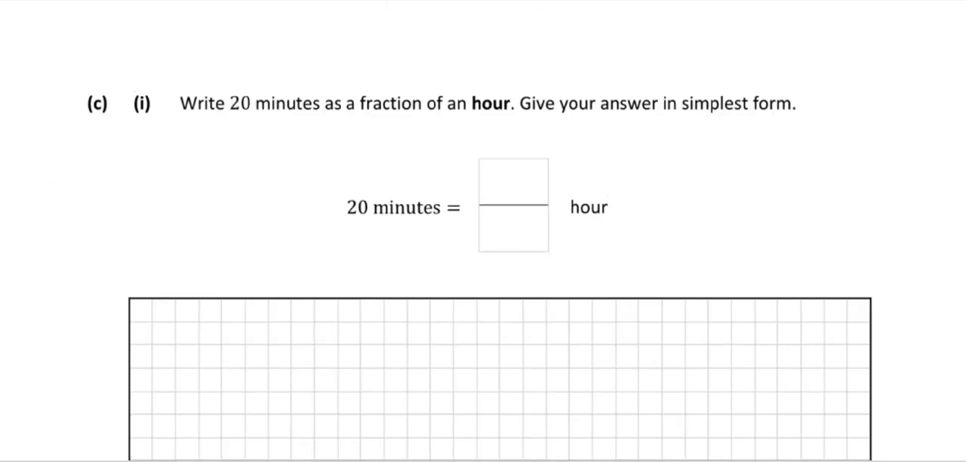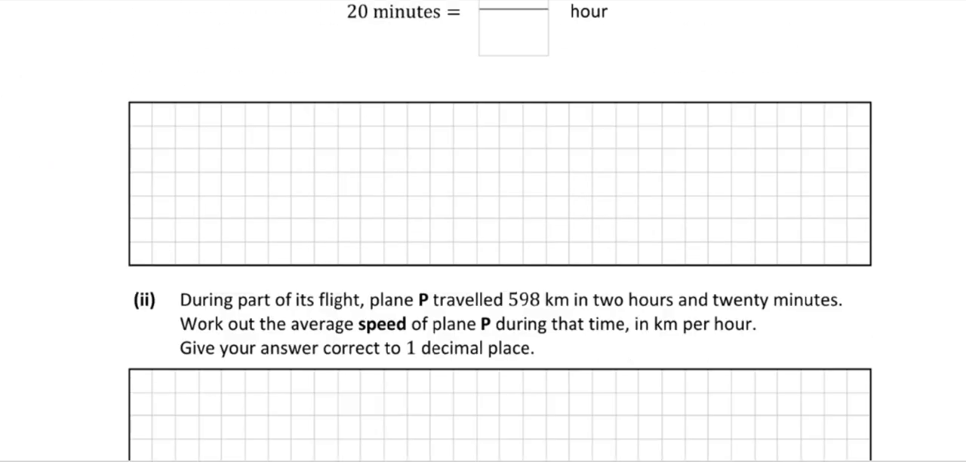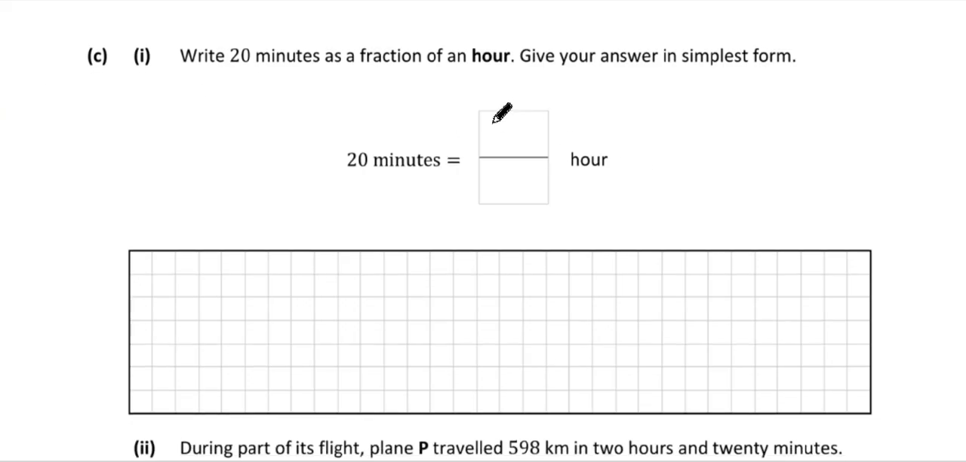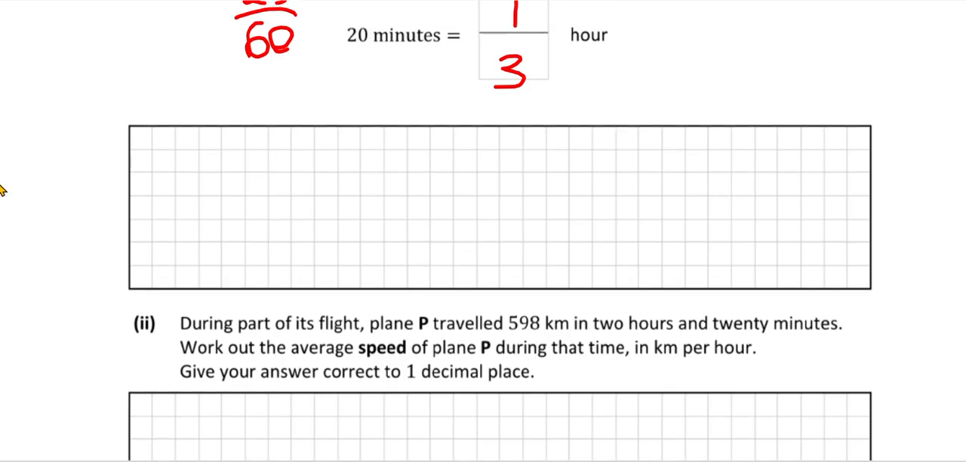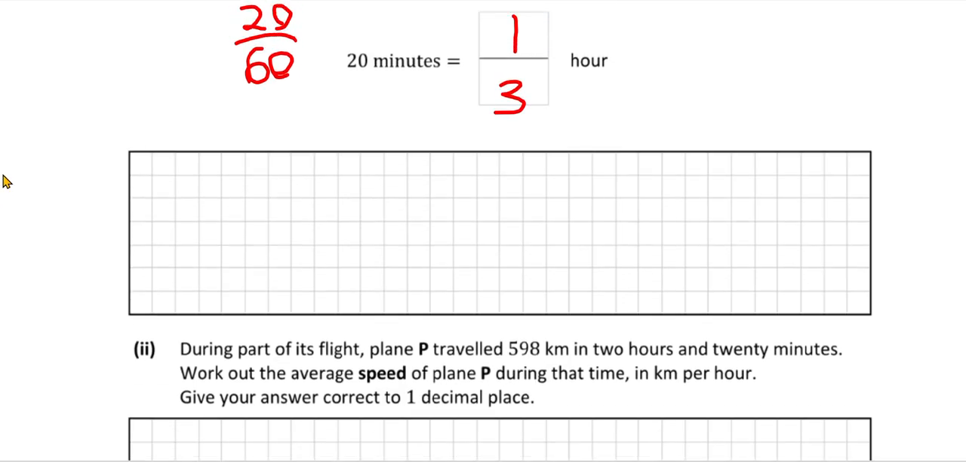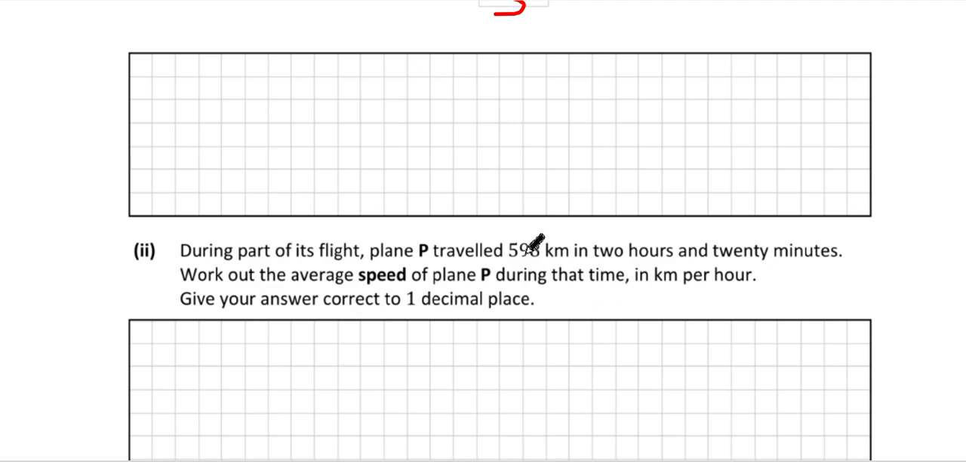Now, that's that one done. This probably won't come up per se, but would everybody agree that 20 minutes is 20 out of 60? And 20 out of 60 is 1/3. During part of its flight, a plane travels 596 kilometers in 2 hours and 20 minutes. Work out the average speed.